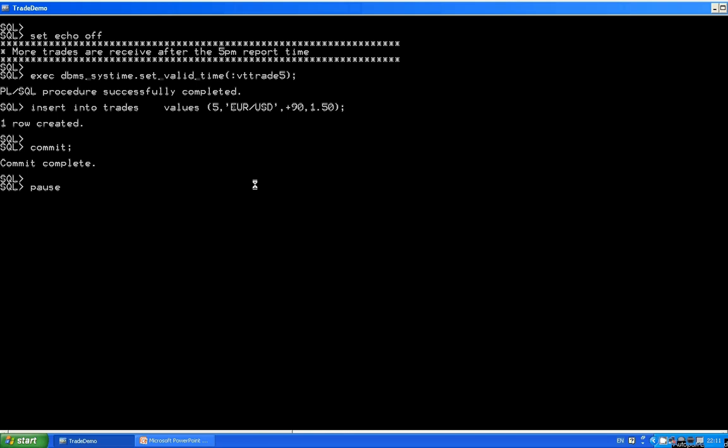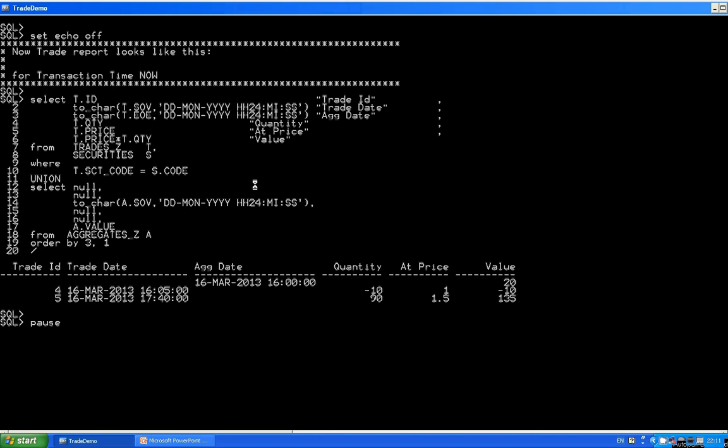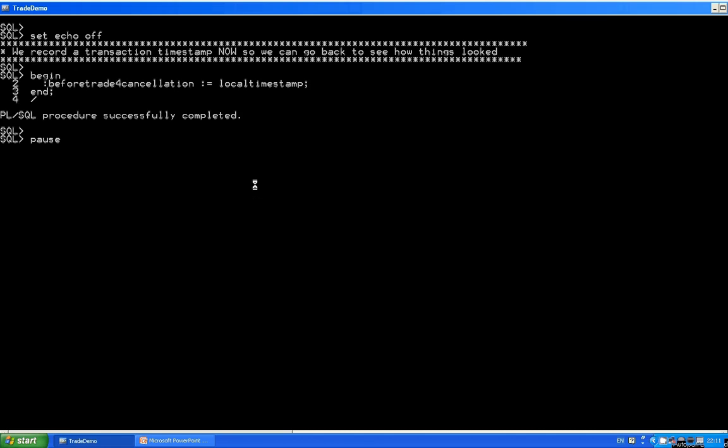If we now carry on, we'll receive more trades after the 5 p.m. report time, the fifth trade. If we run the report again at the time of the fifth trade, we can see that we've got one aggregate and two trades, trade 4 and trade 5. Record another timestamp. This time we're going to show how to cancel a trade.